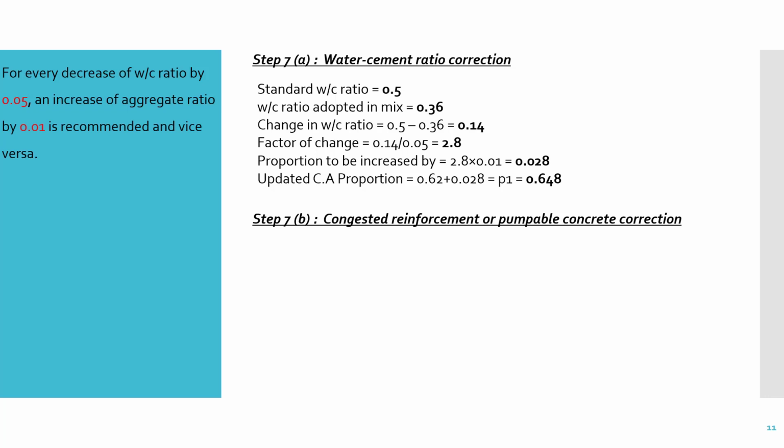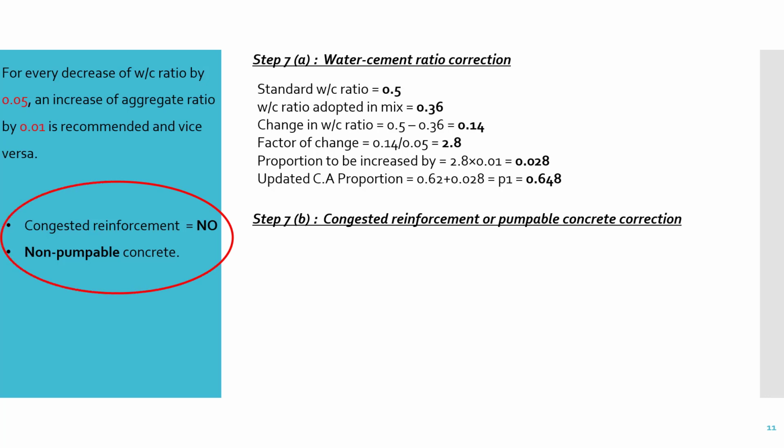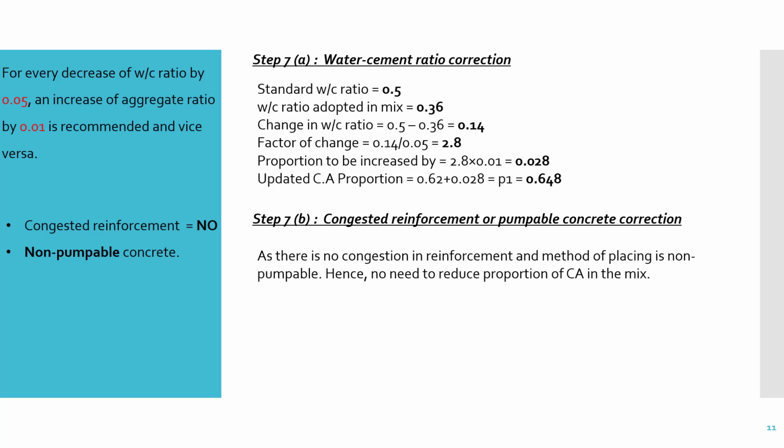Second correction is for congested reinforcement or pumpable concrete. But in this problem statement, we need non-pumpable concrete and even we don't have congestion. So we can skip this correction. Hence, the final proportion of coarse aggregate is 0.648.